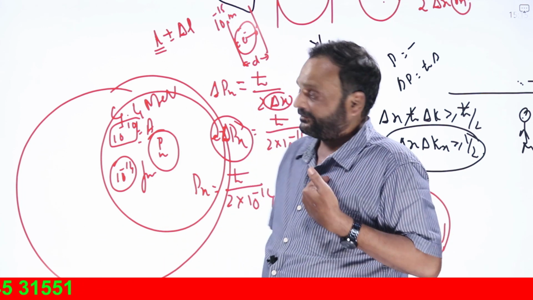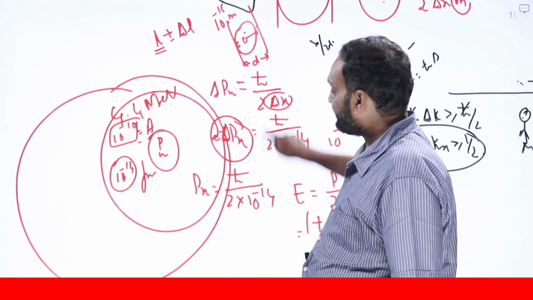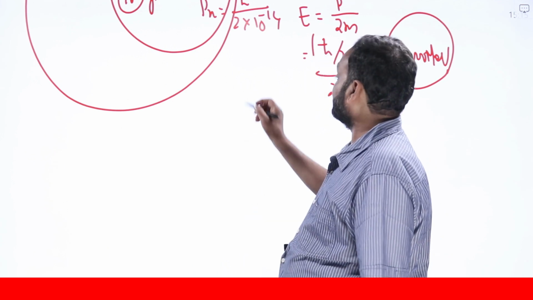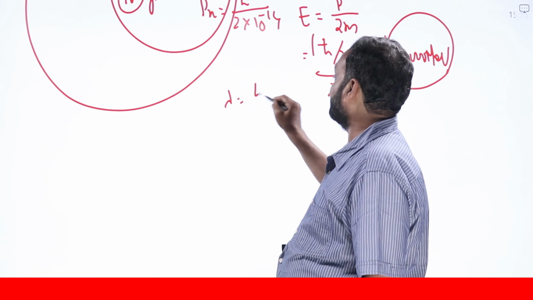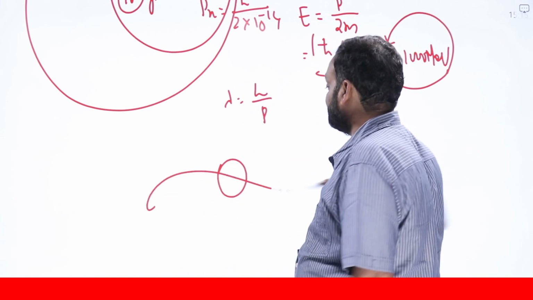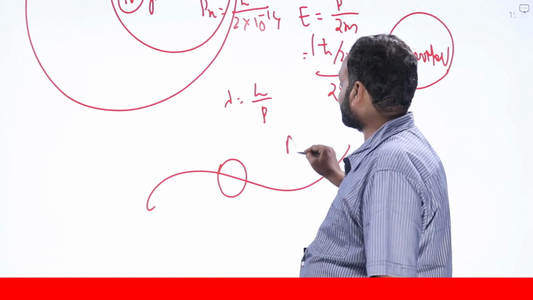Now I'll explain in another way why an electron cannot stay inside the nucleus. Every electron of mass m, moving with some velocity v, will have some de Broglie wavelength given by lambda equals h by p. The de Broglie wavelength of the electron is much bigger than the size of the nucleus. The de Broglie wavelength of the electron will be in angstroms.